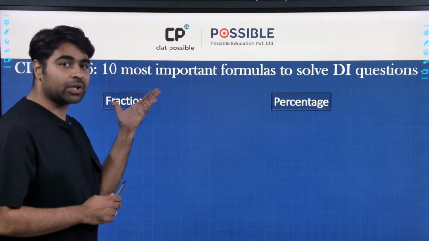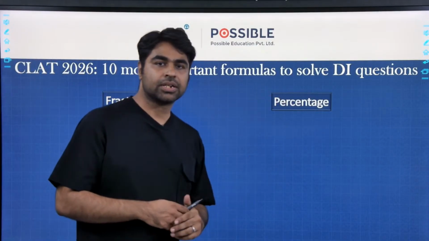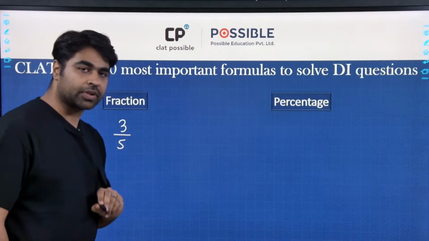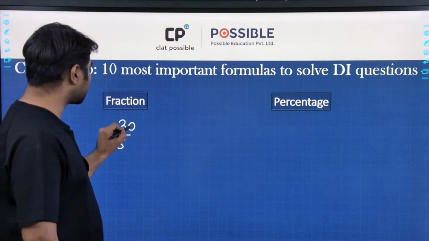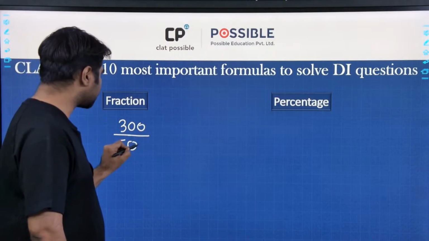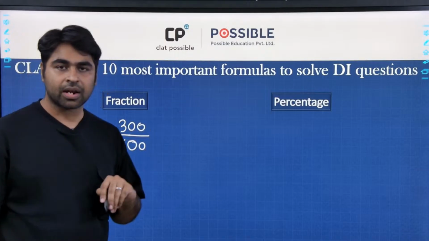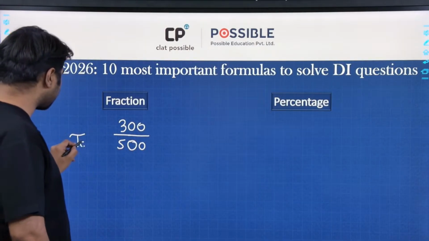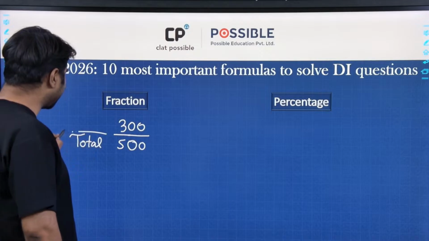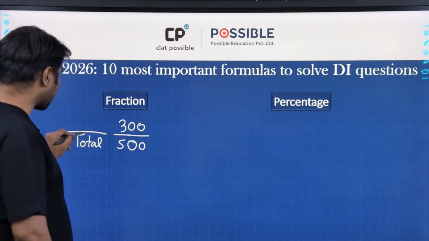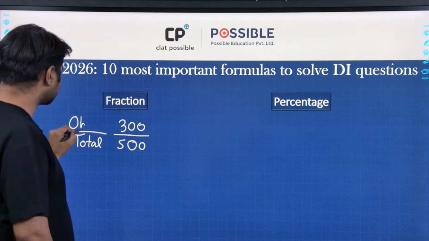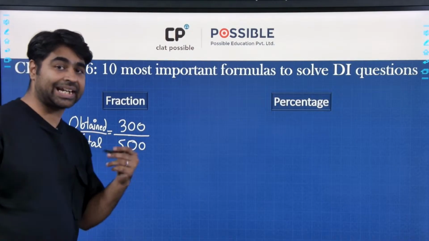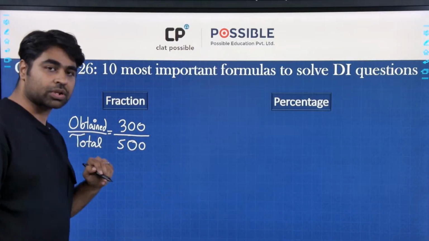Now, how can we convert a fraction into a percentage? So a fraction, if it is 3 upon 5, let's say you got 300 marks out of a total of 500 marks. Not you, but someone. So 500 was the grand total or the maximum marks that could have been obtained, right? And what are the actual marks obtained, or the part that was correct in an examination? It was 300.